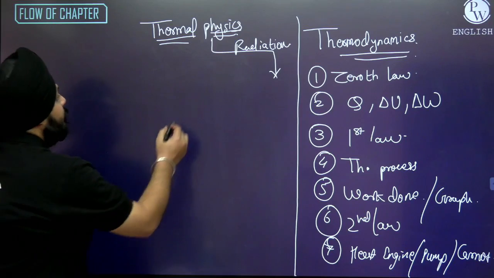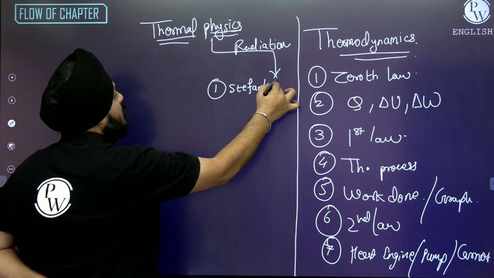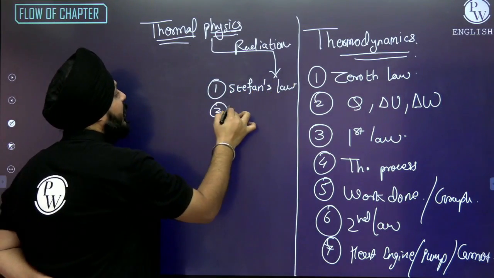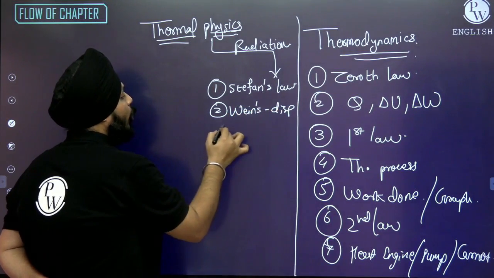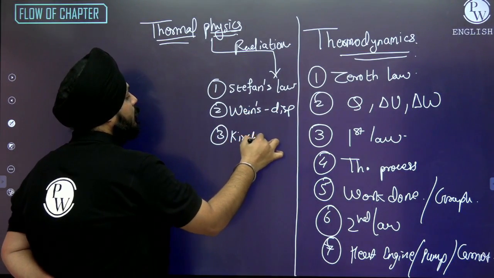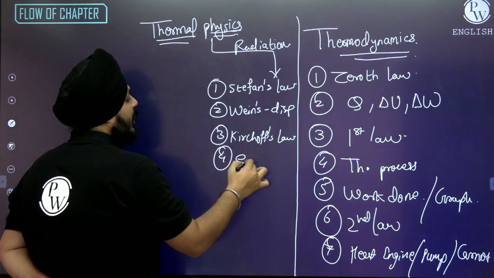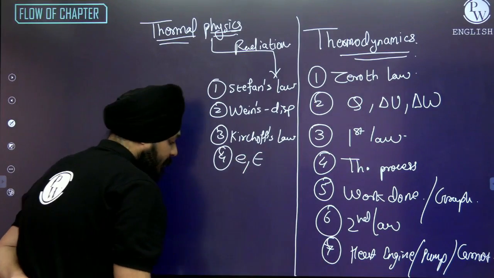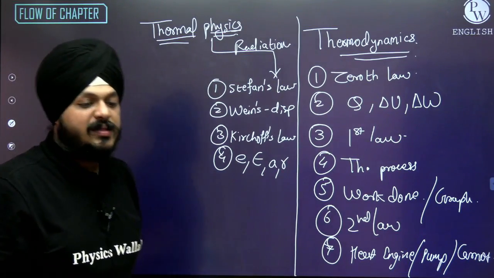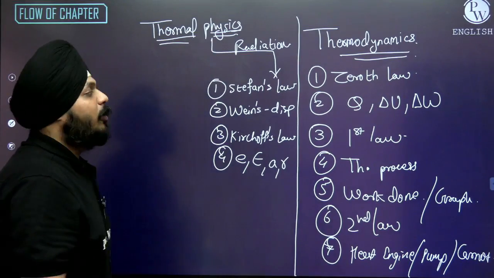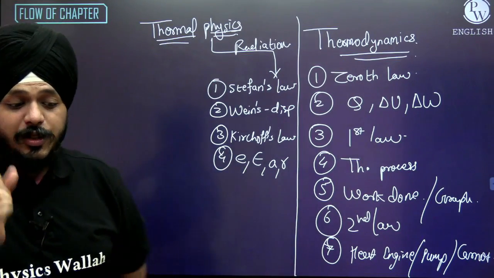The first part, radiation, contains Stefan's law, Wien's displacement law, Kirchhoff's law, emissivity, absorptivity, absorptive power, reflective power, emissive power, and spectral emissive power. All of those things we are going to discuss. You always used to see these in the radiation part.